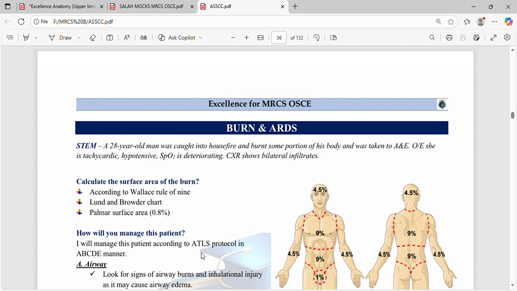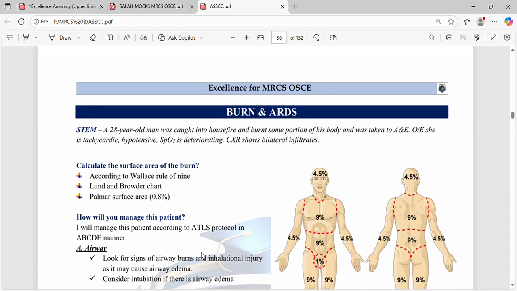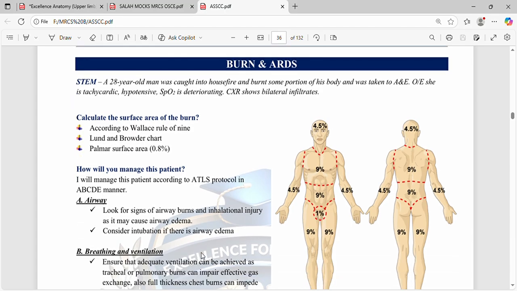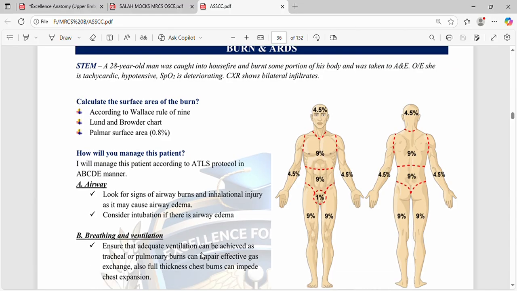So calculate the surface area of the burn according to Wallace's rule of 9 and the Lund and Browder chart and Palmar surface area, where 1 Palmar surface area is equal to 0.8%. So you can say that these are the methods which calculate the burn surface area. How will you manage this patient?